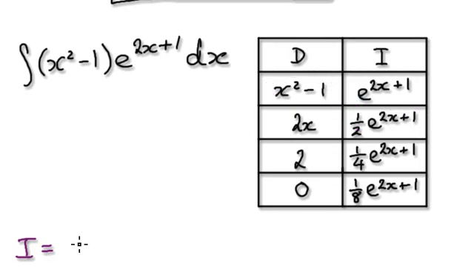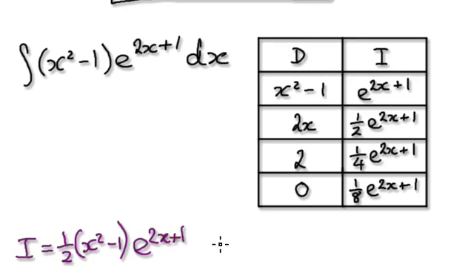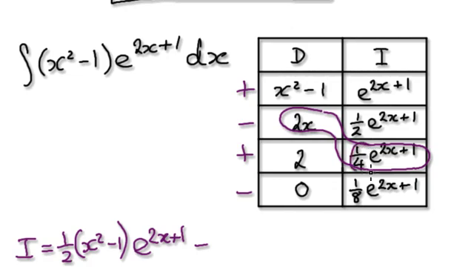So that will be, you've got a half here, so a half bracket x squared minus 1, and then e^(2x+1). That's the first term. So it's plus minus plus minus. The second term will be this times this. So the second term will be minus, and then you've got this times the 2 here, so that will be a half x e^(2x+1).